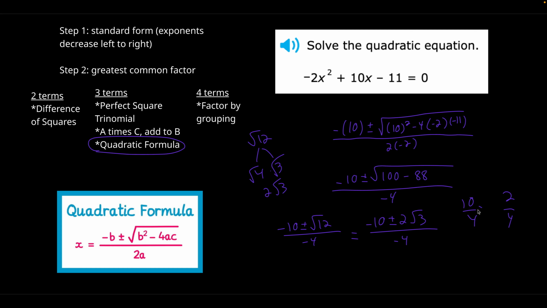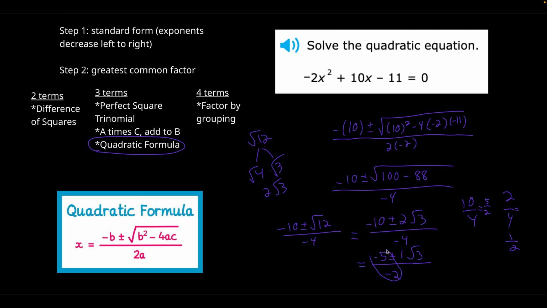If I reduce 10 over 4, I get 5 over 2. And if I reduce 2 over 4, I get 1/2. I'm out of space here, 1/2. Okay. So now, final answer is going to look like this. Final answer. 10 over 4 became 5 over 2. Keep the plus minus. Oh, and keep the negative signs, right? I said keep these negative signs where they are. Plus minus, and 2 over 4 became 1 over 2, and the square root of 3 is still there.